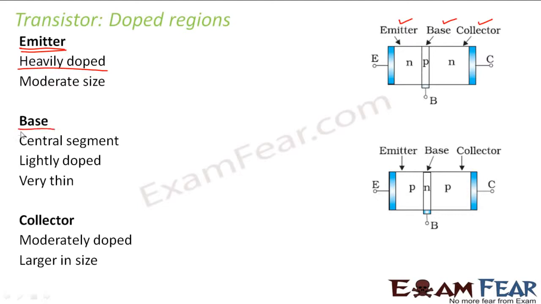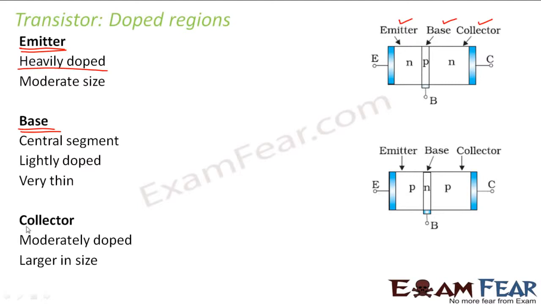Okay, so the next region is base. Base is the central segment which lies between emitter and collector. It is lightly doped. So base is lightly doped because base is the intermediate region, right? So it is not the source of current carriers. Since emitter is the source of current carriers, it is heavily doped so that it can contribute many charge carriers. But base is lightly doped and it is very thin as well. Now why the base is lightly doped, that you understood, but why it is very thin, we will discuss when we discuss the working of the transistor.